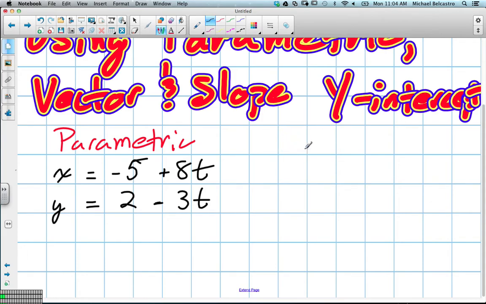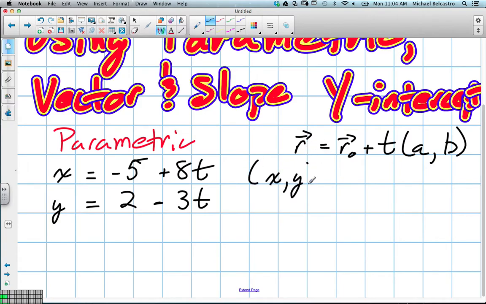So, we're in our parametric form, and we want to move to our vector form. Remember, our vector form is usually written as vector r is equal to r naught plus t, with a, b being the directional vector. So, in order to relate that, we can write it like this: x, y is equal to x naught, y naught, plus t, and then our a, b being our directional vector.